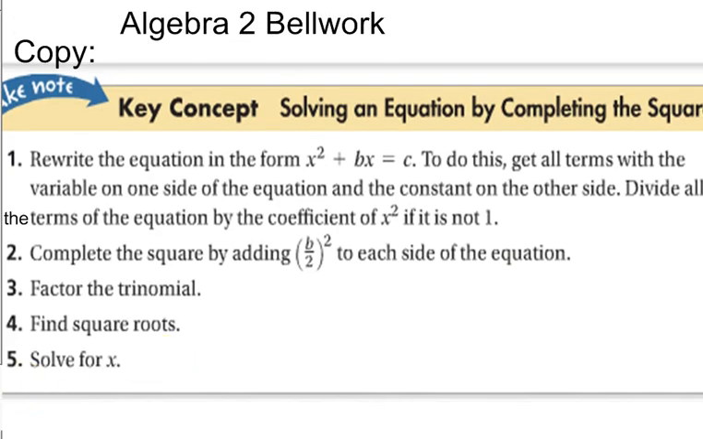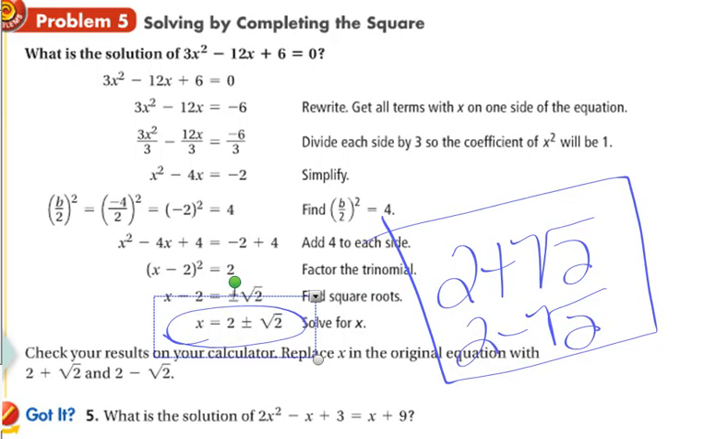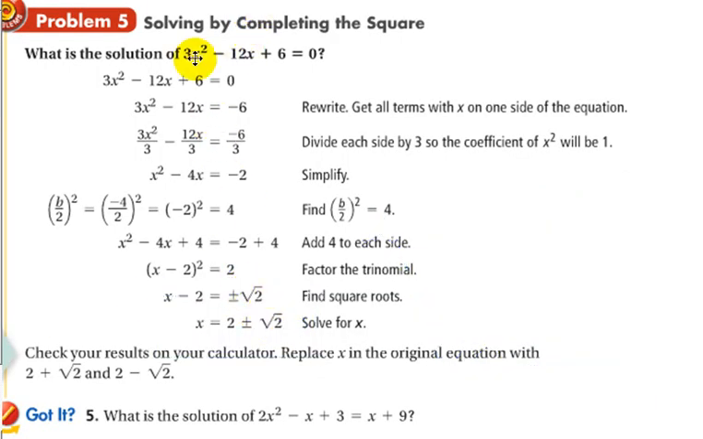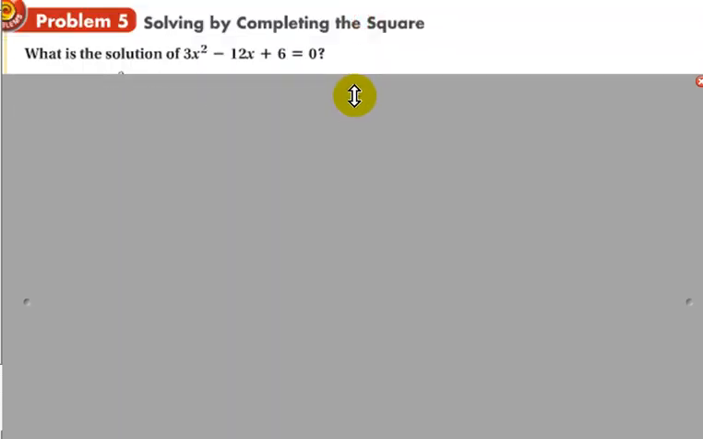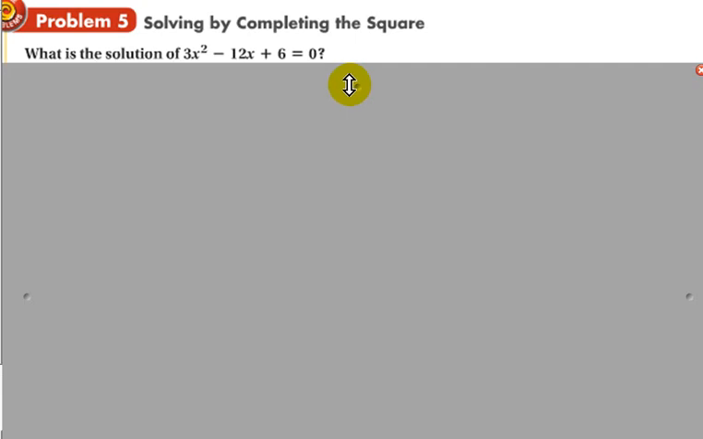So let's look at this worked out. We'll go back to your homework in just a minute. So let's look at problem 5. Yesterday we covered 1, 2, and 3. So today we're going to continue with completing the square. Now we're going to solve with completing the square.